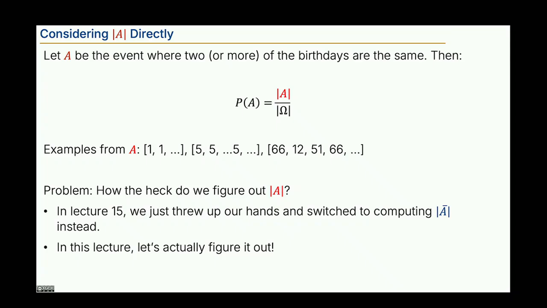Well, I'm doing it. A few lectures ago, when we did the birthday paradox, I said I don't know how to do A. Here are some examples from A. What is A? These are all the ways of drawing birthdays such that there are collisions. Well, how would I even do that? I gave up before, but today we're going to actually figure it out.